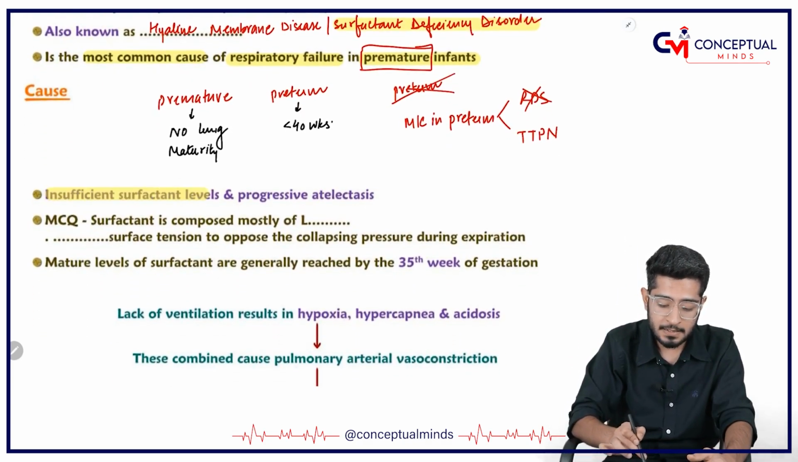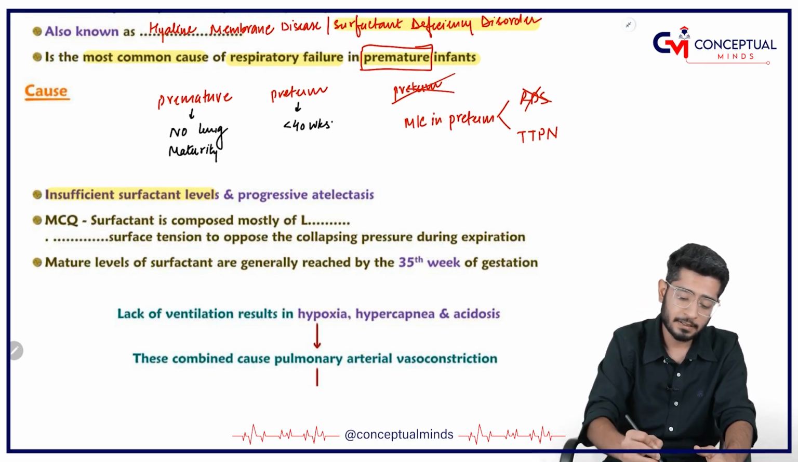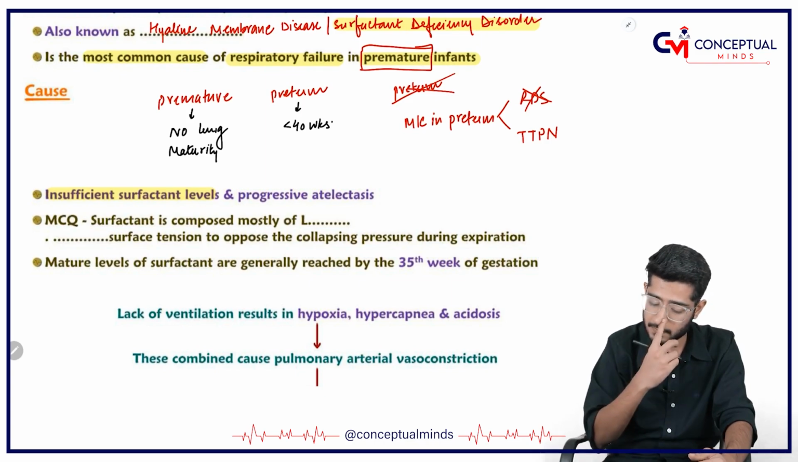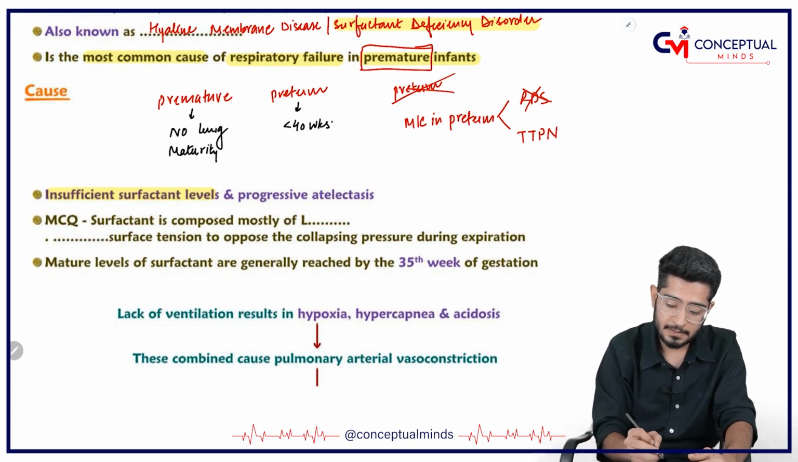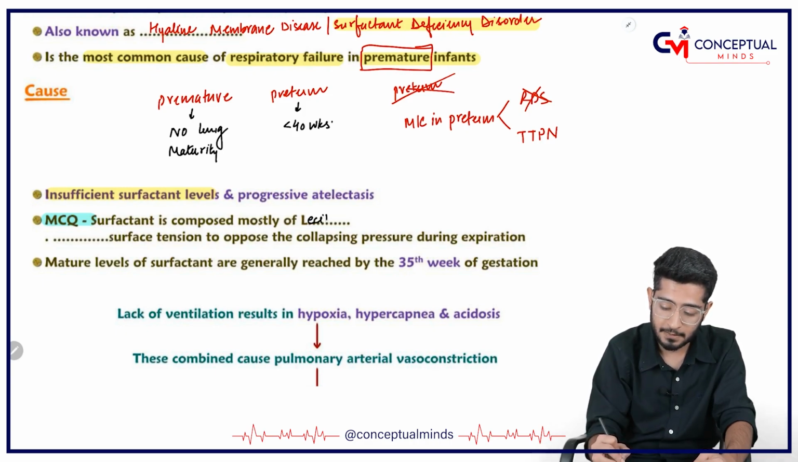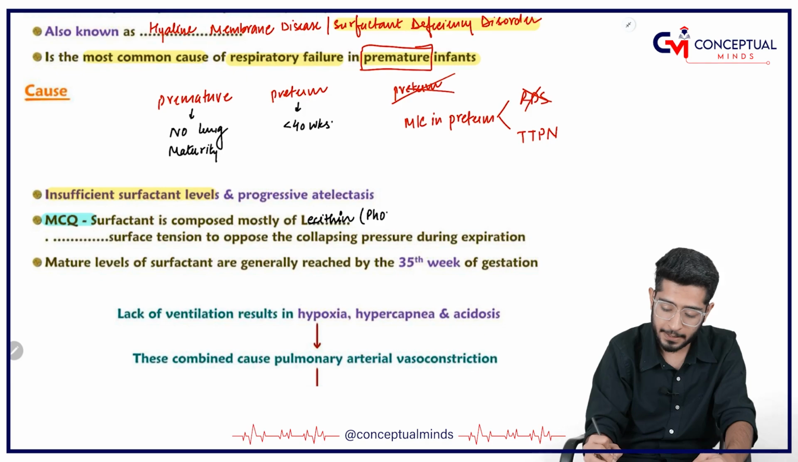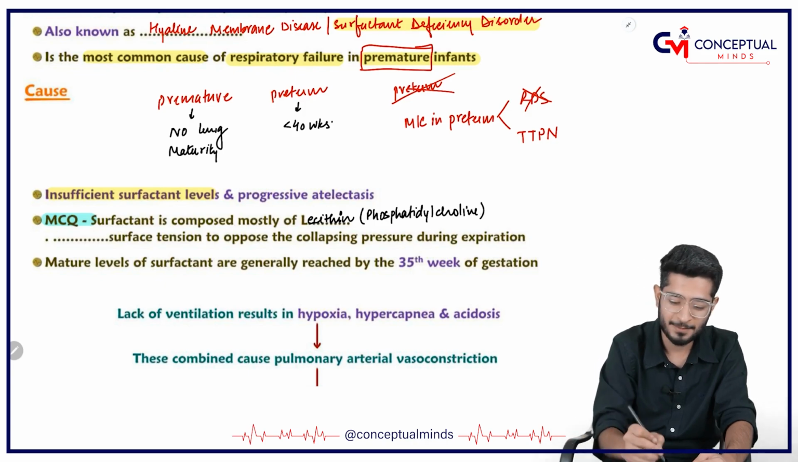So, there is an insufficient surfactant level. What is the function of surfactant? This is a very important MCQ which I am going to discuss right now. Surfactant is composed of lecithin, phosphatidylcholine, if I just enter the core biochemistry.